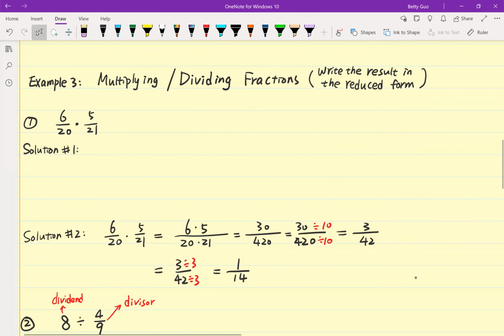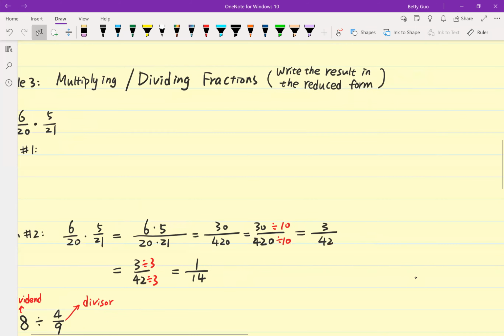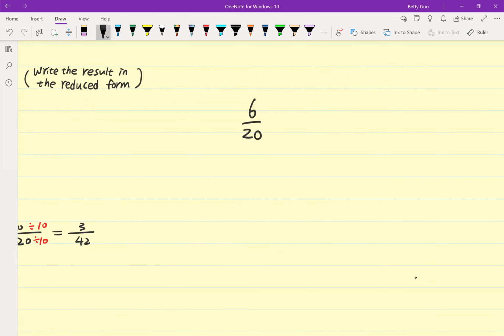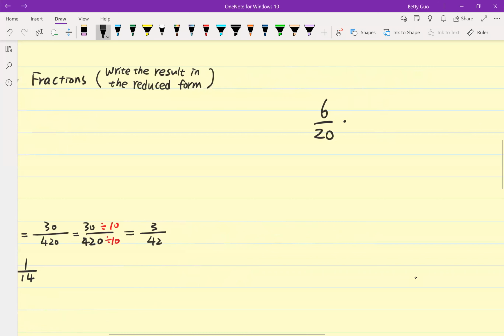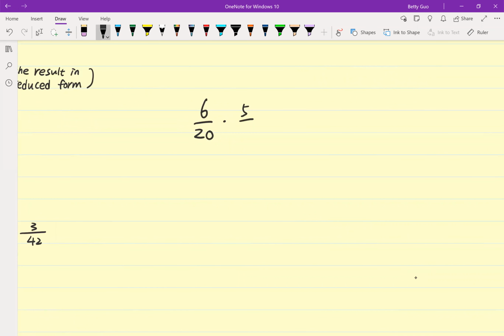In example 3, we are going to see how we multiply and how we divide fractions. And we will have to write the final result in the lowest form, like to reduce it. So for a second. Okay. So let's see the first example. Let me copy it here. I want to write it here. 6 over 20 times 5 over 21.